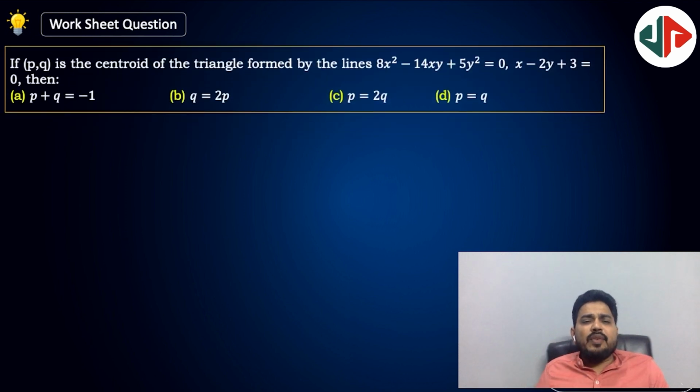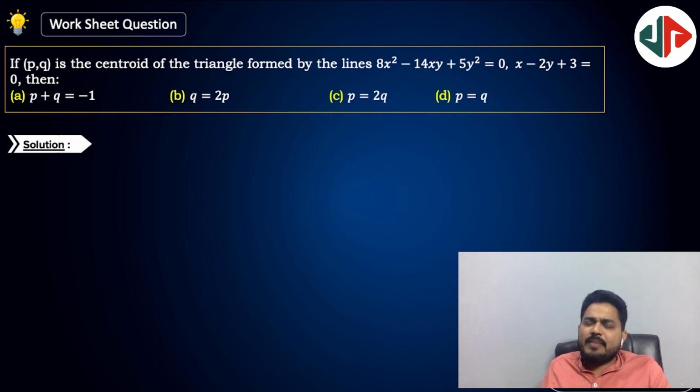If P and Q is the centroid of the triangle formed by the pair of lines 8x square minus 14xy plus 5y square is equal to 0 and x minus 2y plus 3 is equal to 0. So they are expecting us to find the centroid. Very similar to the previous question.